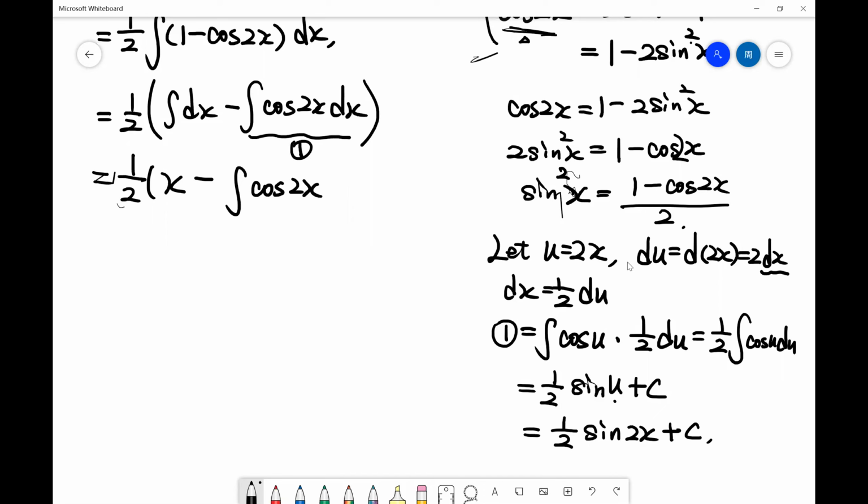Here we found that it is cosine 2x here, right? So if I want to use the rule, then the thing after d should also be 2x, right? Should also be 2x. And d of 2x means 2dx. And to make them equivalent, here should be 1 by 2. Then we know these two parts are equivalent here and here.